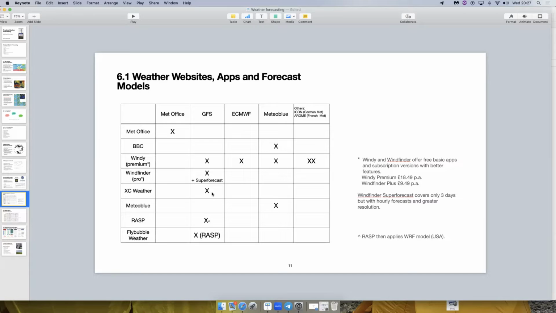XC weather is quite popular. Meteo Blue, RASP, I'm not going to go into in detail, but its main initial source of data is GFS. And some of you will be familiar with Flybubble and the Flybubble weather app, and that takes data initially from RASP. It is worth knowing when you're looking at a weather forecast what model it's based on. There's no point in saying 4 weather forecasts say this and 1 says that, when the 4 are all based on the same forecasting model. If they're all based on the same forecasting model, it's no surprise that they're likely to give the same result.